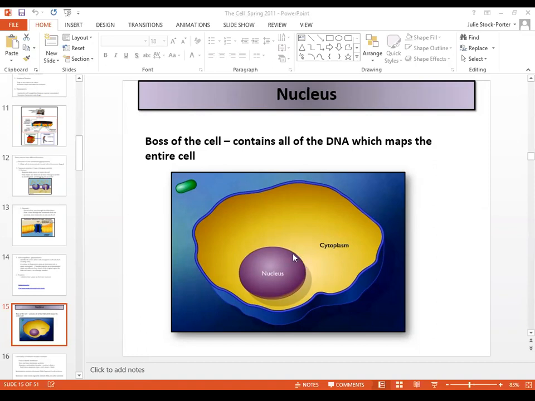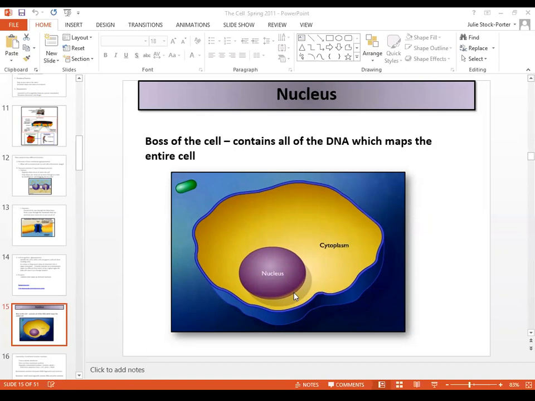Then the first thing we're going to look at that's suspended within the cytoplasm is called the nucleus. And we all know, I hope, that the nucleus is sort of the center, and the nucleus is very important because that's where the DNA and RNA are. DNA and RNA are found within the nucleus.